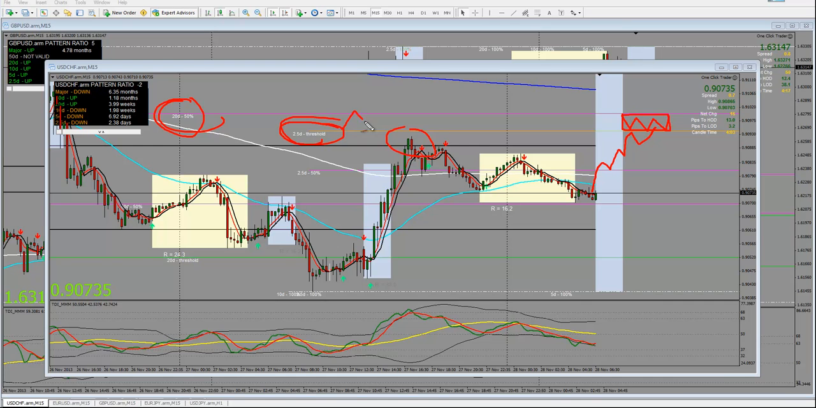So we have this zone around the 0.9100 level here. It is a fantastic zone to be looking at. Double top and sell the market. We could see a spike towards the 800 EMA on the 15-minute chart.